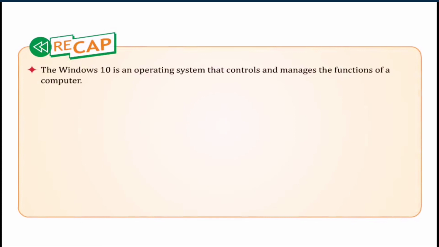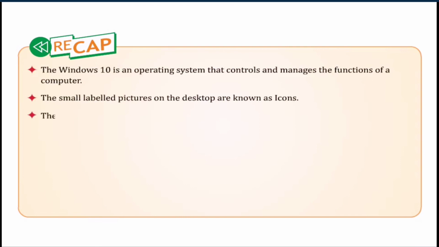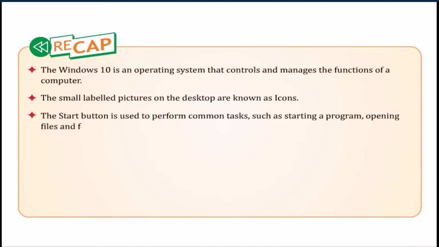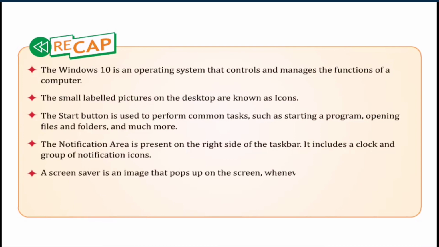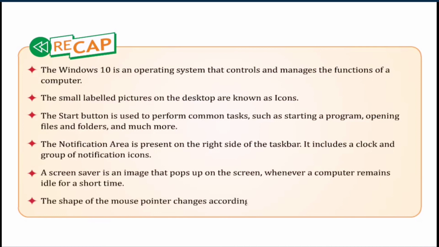Okay, students, let's take a recap of this lesson. Windows 10 is an operating system that controls and manages the functions of a computer. Small labeled pictures on the desktop are known as icons. The Start button is used to perform common tasks such as starting a program, opening files and folders, and much more. The notification area is present on the right side of the taskbar. It includes a clock and a group of notification icons. A screensaver is an image that pops up on the screen whenever a computer remains idle for a short time. The shape of the mouse pointer changes according to the actions you perform.